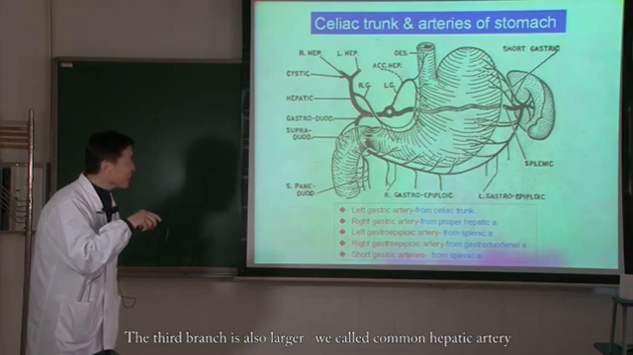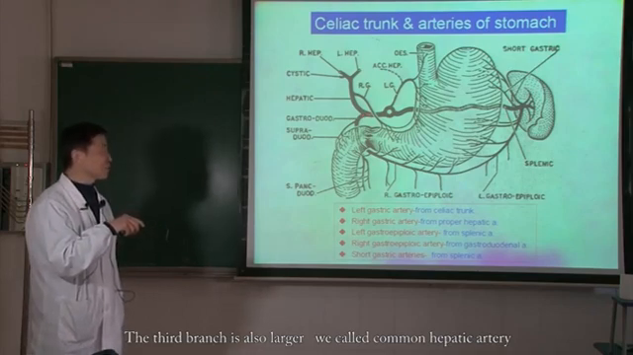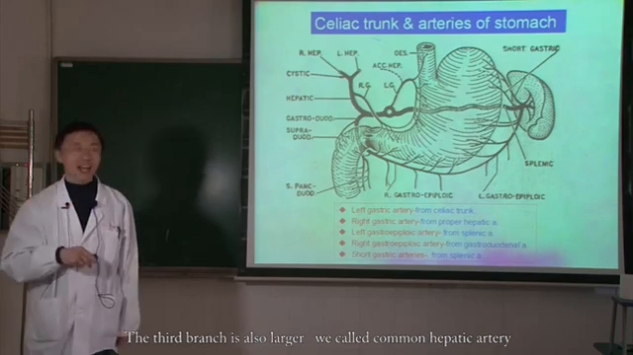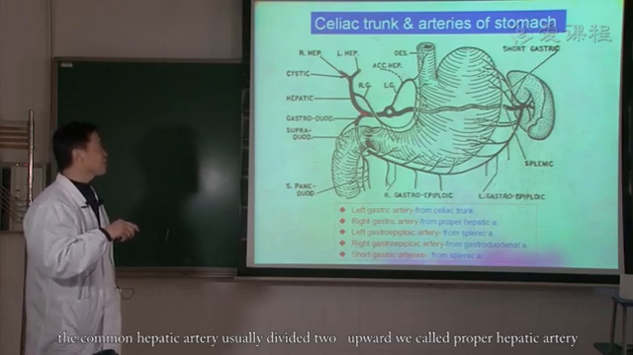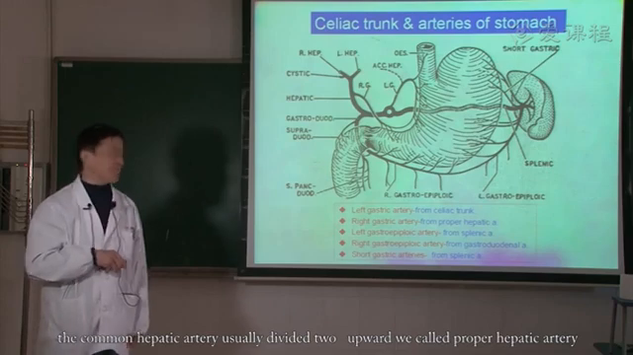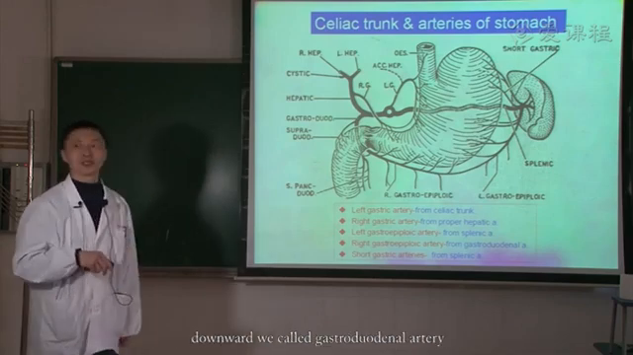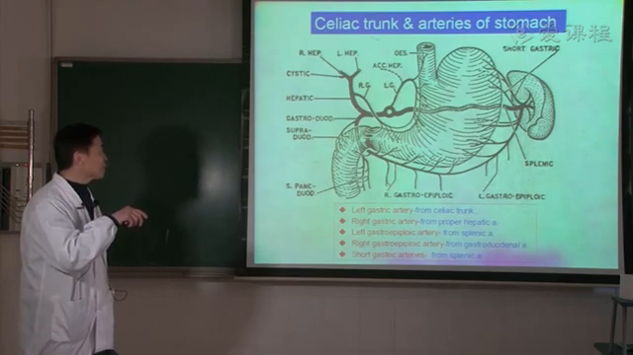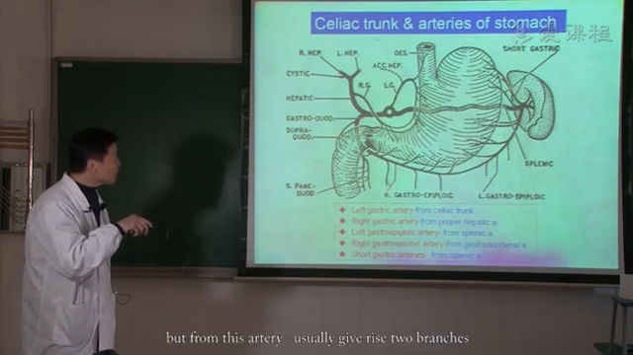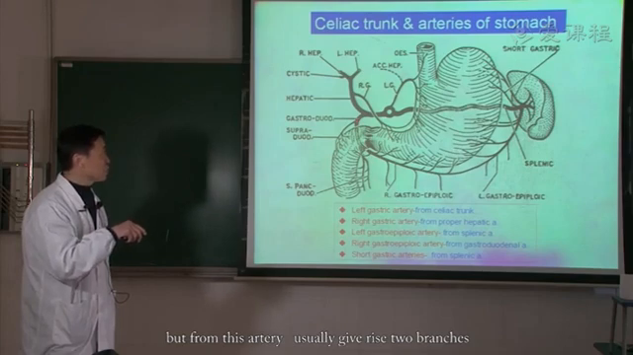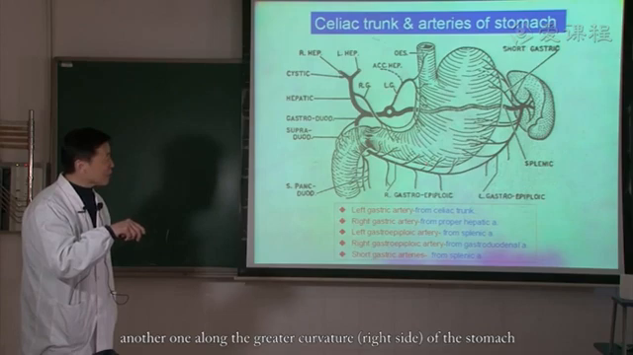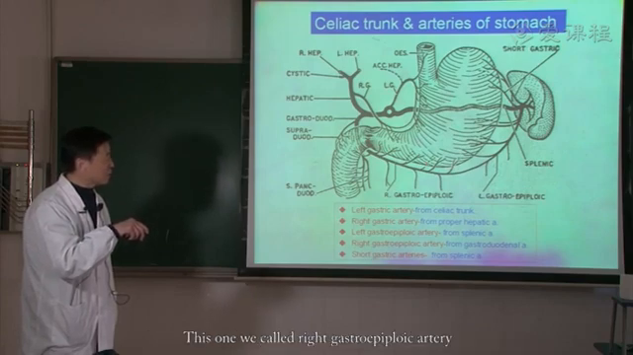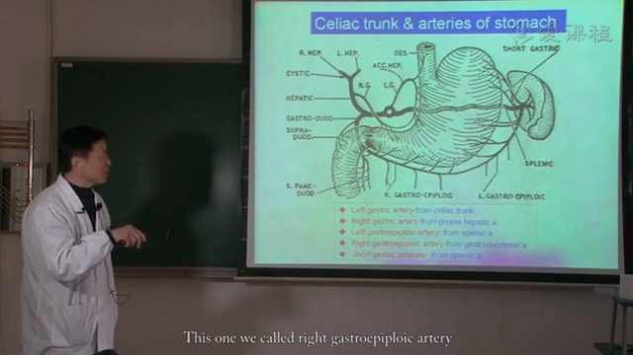The third branch is also large. We call it the common hepatic artery. The common hepatic artery is usually divided into 2. The upward branch we call the proper hepatic artery. The downward one we call the gastroduodenal artery. From this artery usually come two branches. One goes downward and supplies the duodenum, another goes along the greater curvature, right side of the stomach. This one we call the right gastroepiploic artery.